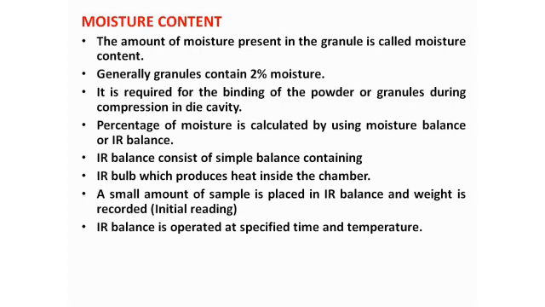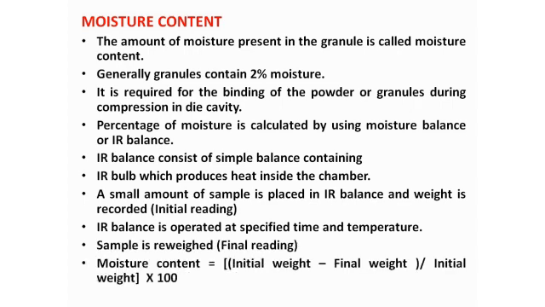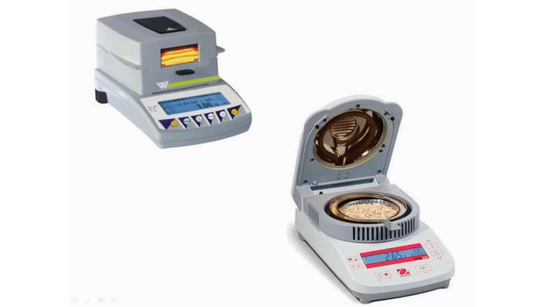Weigh the sample first; suppose it is 10 gram. The IR balance is operated at a specific time and a specific temperature. You start the balance, the IR bulb emits heat, and the moisture gets evaporated. Then you get the final reading; suppose it is 8 gram. The moisture content is equal to initial weight, 10 gram, minus final weight, 8 gram, divided by initial weight, 10 gram, the whole into 100. That is the moisture content. Clear? This is the equipment, the IR balance.